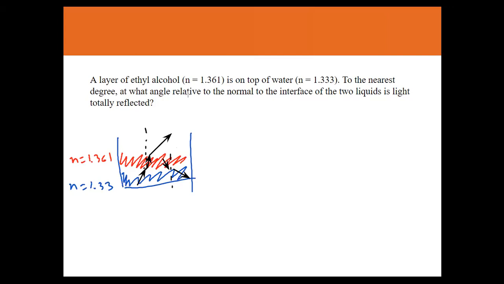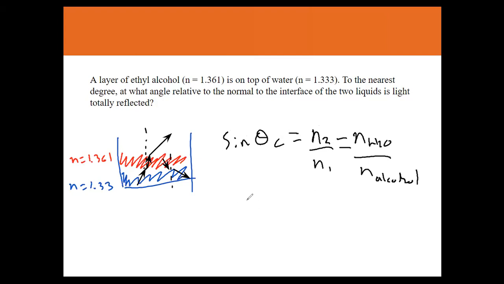The approach in this case is, again, the same one as for the diver in the water, but now with different indices of refraction. Again, n2 is the medium you'd like to refract to, but you can't in the case of internal reflection. So it would be that of water in this case, and the bottom one would be that of the alcohol. So theta C is equal to arcsine of the water, 1.33, divided by 1.361.